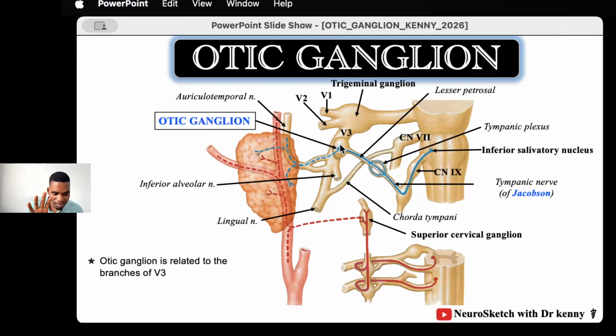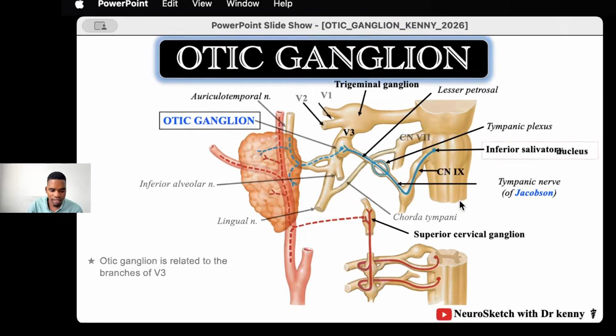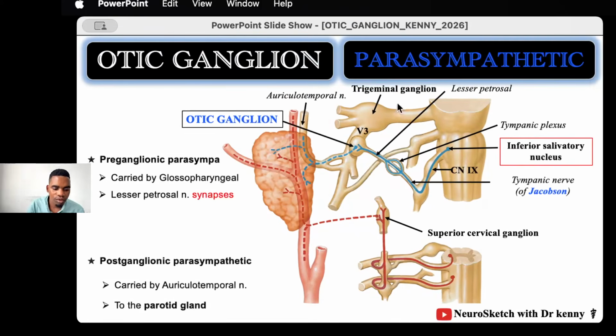Don't stress much about it. We're going to discuss it, and you're going to understand it very, very well. And that's going to be your lesser petrosal nerve. Okay, so we have said each of these ganglia will have a sympathetic, parasympathetic, and sensory contribution. The sensory contribution I've already shown here; these are the branches of V3.